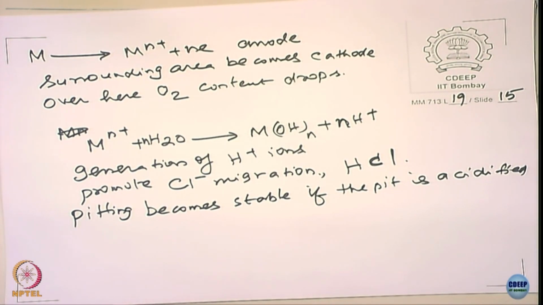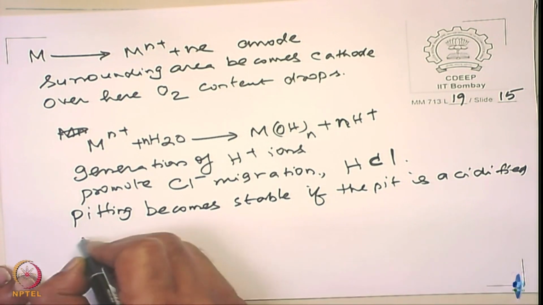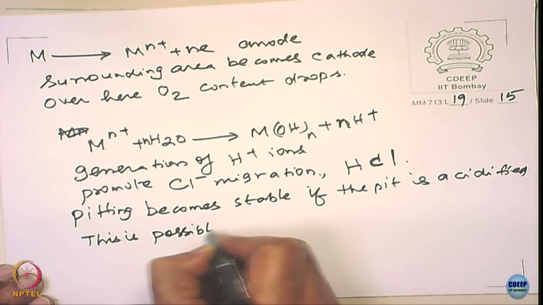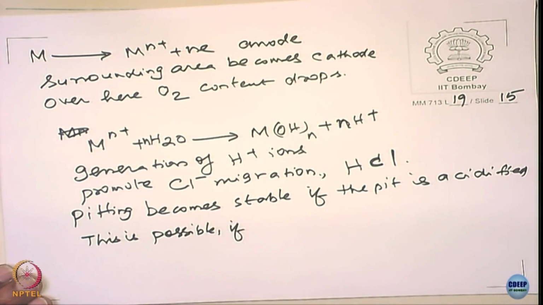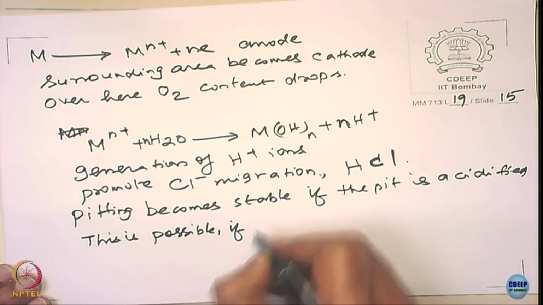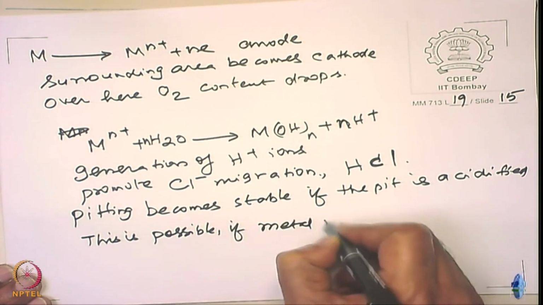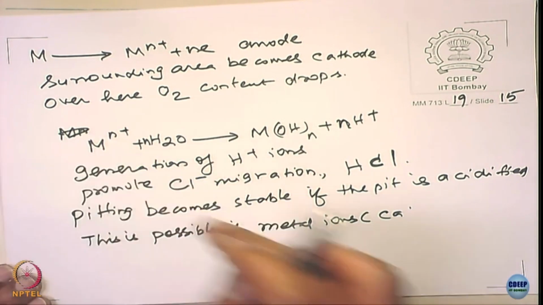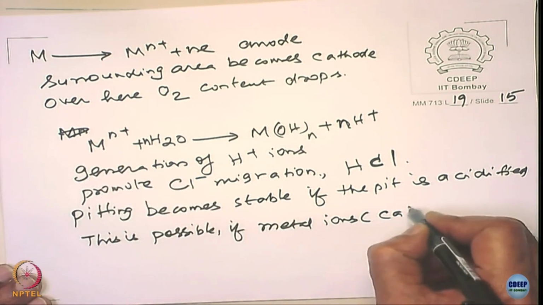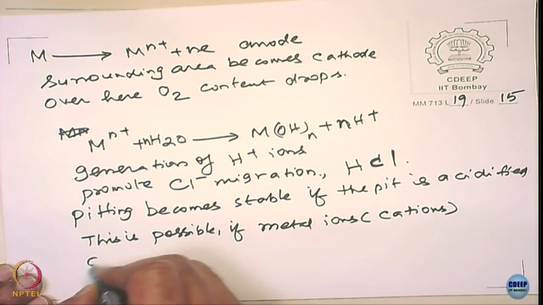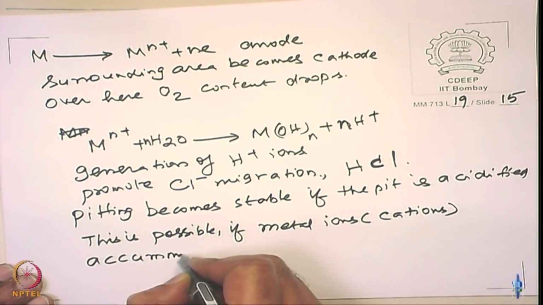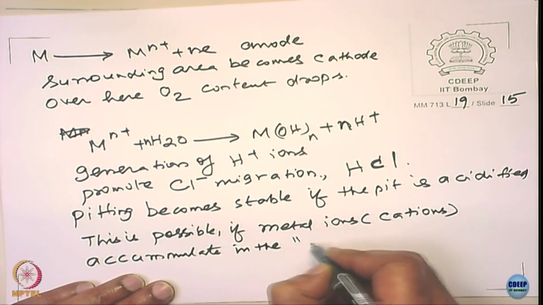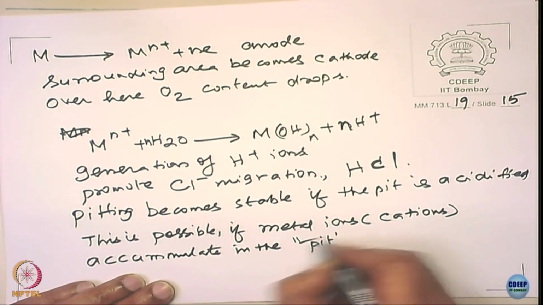How does the acidification occur? This is possible if metal ions, the cations, accumulate in the pit, or else in the metastable pit.